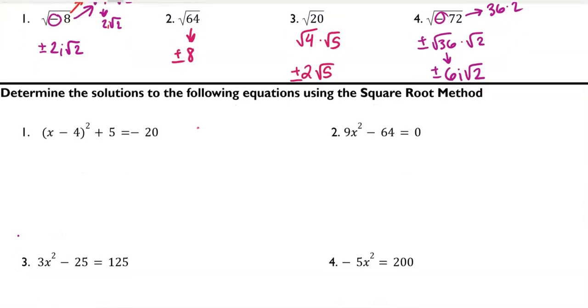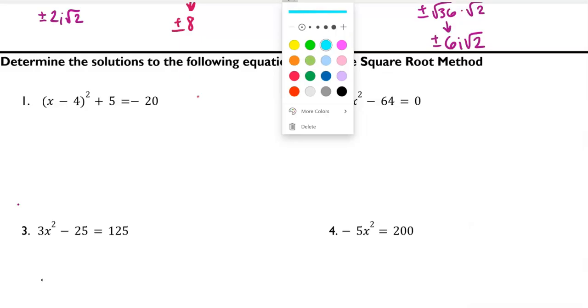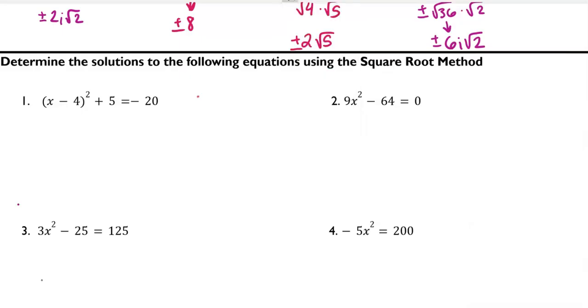All right, so next section here, it says to determine the solutions to the following equations using the square root method. And this is just a nice fancy way of saying solve for x, and you will have to take the square root. So when we solve these, we need to be very careful about what is being squared. We had a conversation about this in my class.